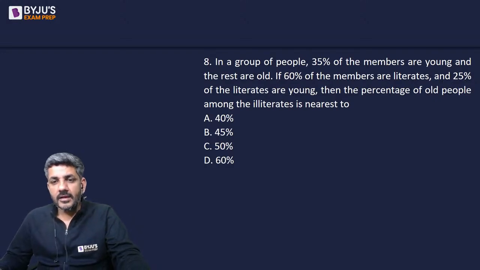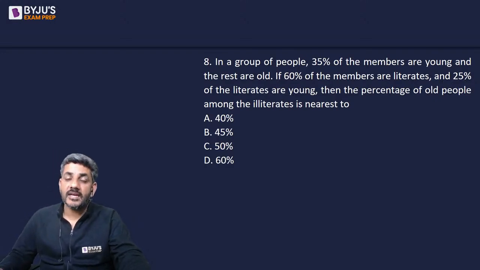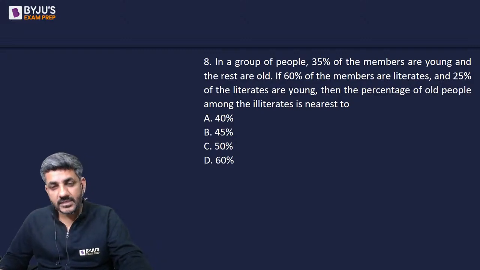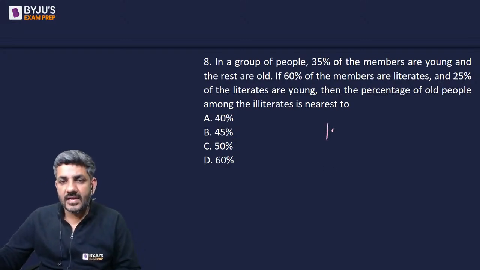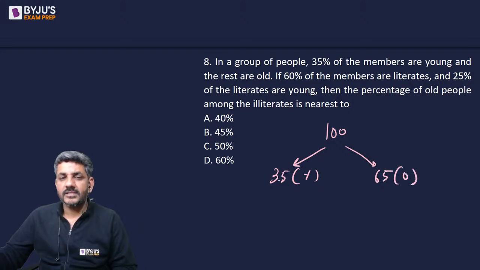Let's do it. In a group of people, 35% of the members are young and the rest are old. 60% of the members are literate and 25% of the literates are young. Then the percentage of old people among the illiterates is nearest to? Let's start doing it. Let us say there are 100 people, out of which we know that 35 of them are young. That automatically means the 65 are old because he says the rest are old.